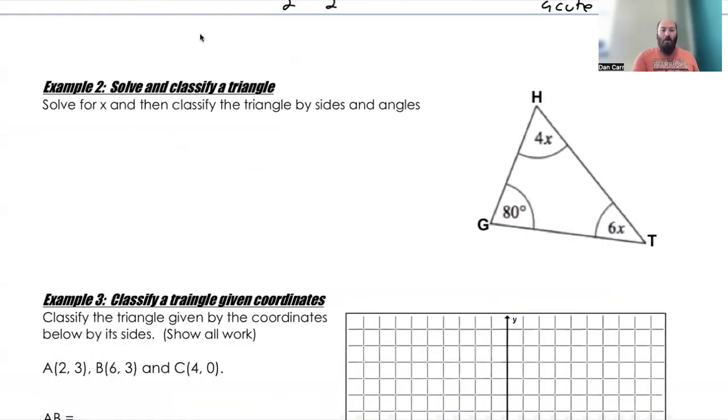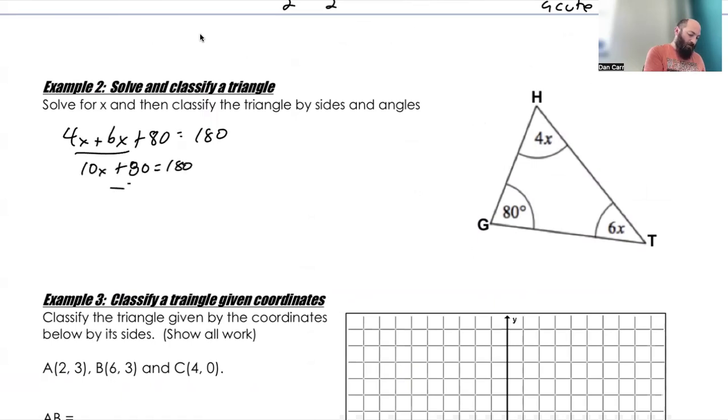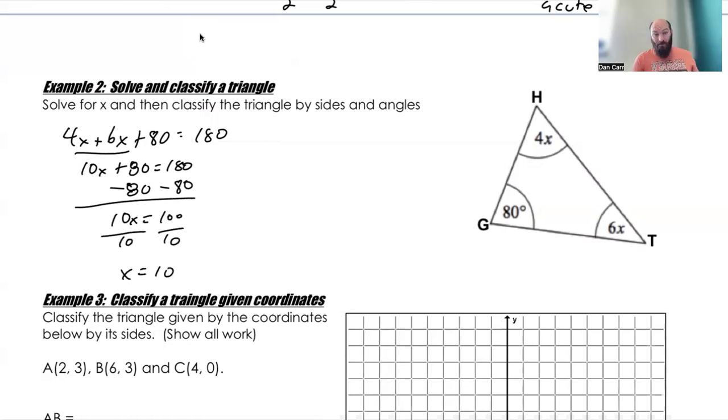Okay. Next one. Solve for x and then classify the triangle by the sides. Same as before. We actually have everything labeled now. So I know I can do this. I can do 4x plus 6x plus 80 equals 180. Combine these, I get 10x. 10x plus 80 equals 180. I'll subtract 80 over so that 10x is equal to 100. Divide by 10 and I get x equals 10.